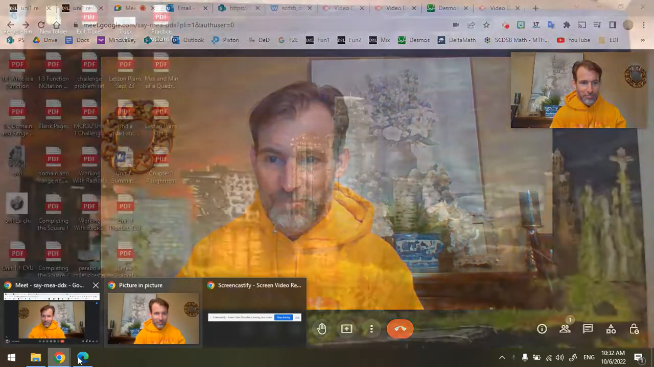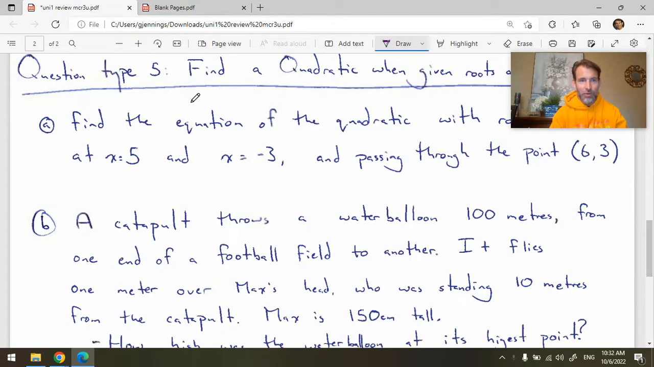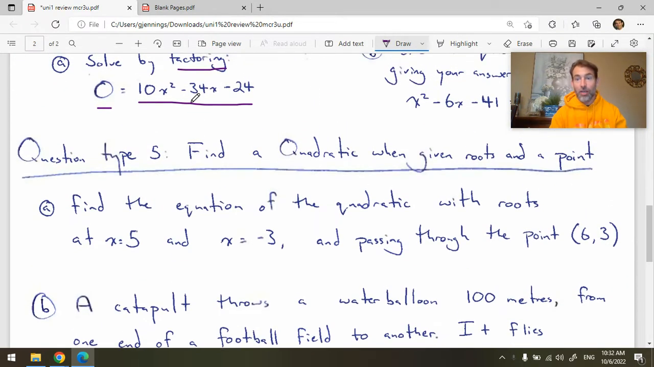In any case, I'm multitasking, and now we're talking about question type 5. When I give you the roots of a quadratic and one more point, you can find the equation of that quadratic. And here's how. Find the equation of a quadratic with roots at x is equal to 5 and x is equal to minus 3 and passing through the point 6, 3.